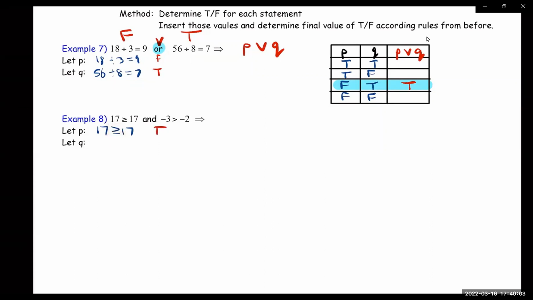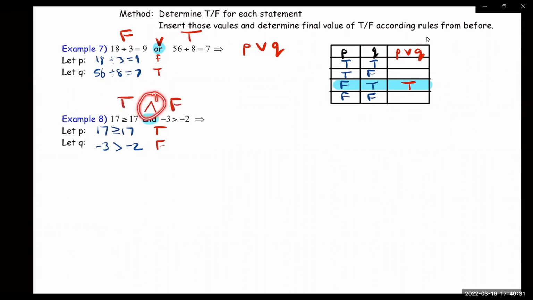And then the other one, what about the other one? Is that true or false? Is -3 bigger than -2 or smaller? Smaller, so this is false. All right, and so overall, that would make this statement false because it's an and. So they both have to be true. Yeah, you're right. So this is a true statement. This is a false statement.